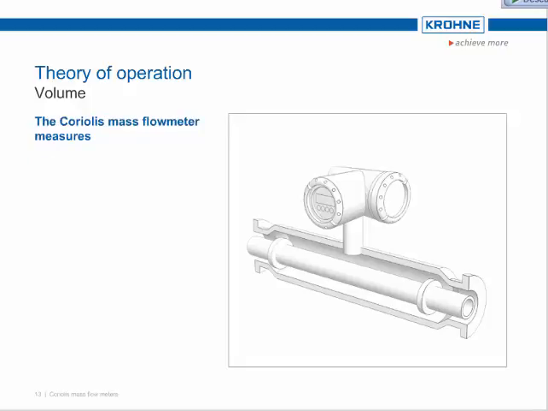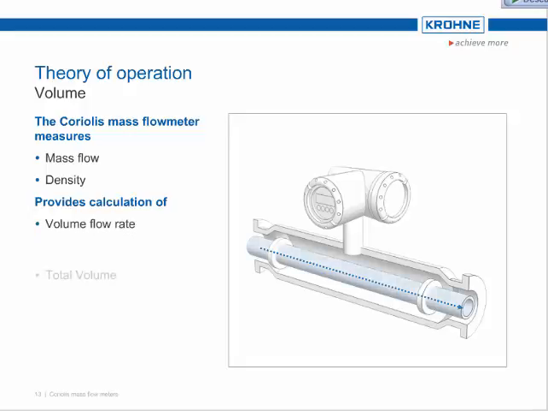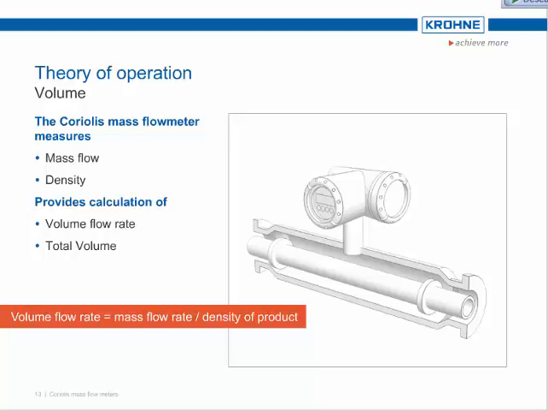Having seen that the Coriolis mass flow meter can measure both mass and density, the Coriolis mass flow meter can also be used to provide a calculation of volume flow rate and total volume. This is due to the fact that the volume flow rate equals mass flow rate divided by the density of the product.